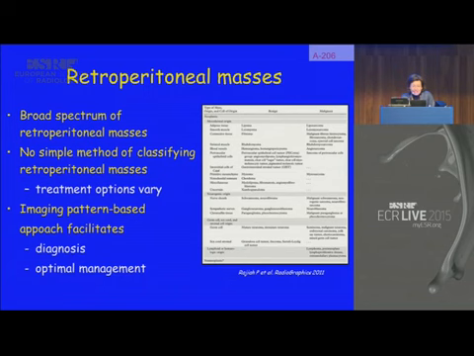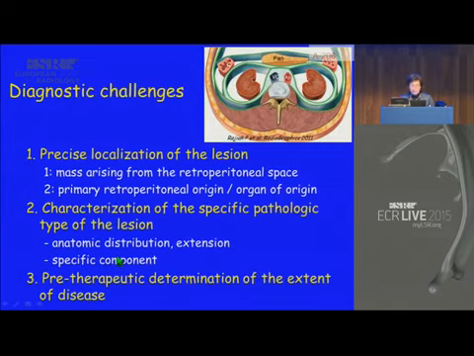Well, ladies and gentlemen, there's a broad spectrum of retroperitoneal masses that can be classified on the basis of their origin and cell of origin, as you can see on this table, or on their distribution, or on their imaging findings. Because the treatment options vary, it is useful to be able to differentiate these masses by using imaging criteria so that an imaging pattern-based approach may facilitate diagnosis and optimal treatment management.